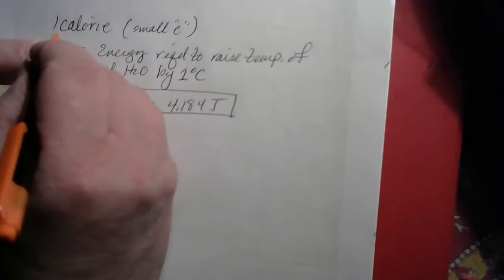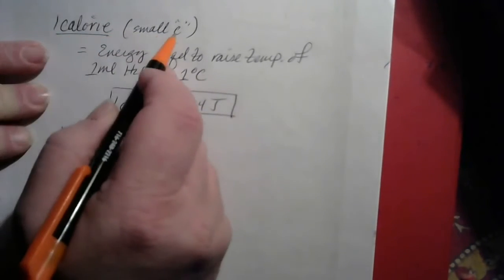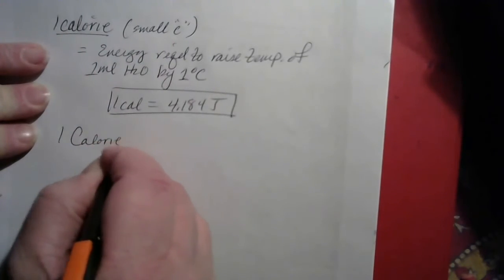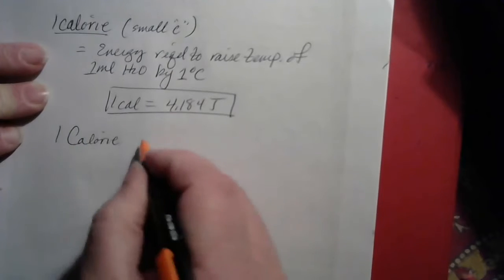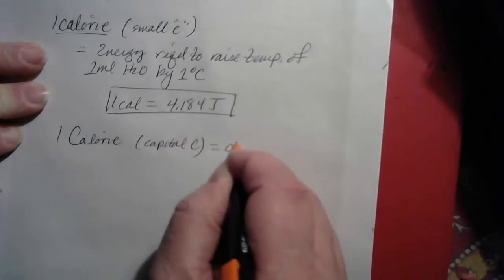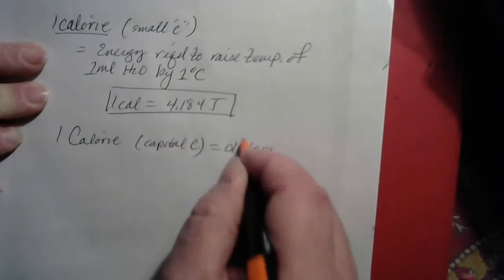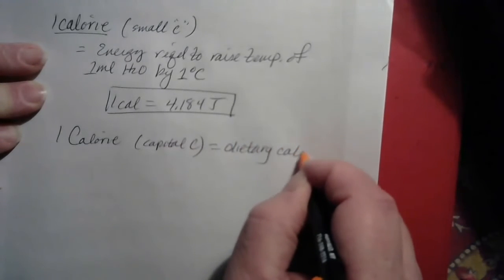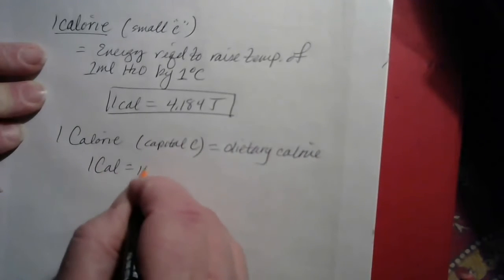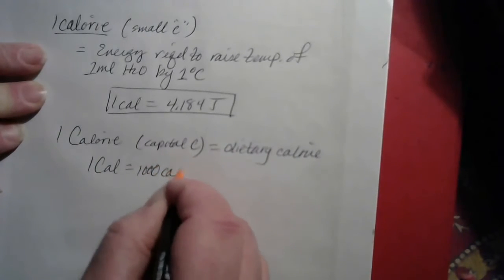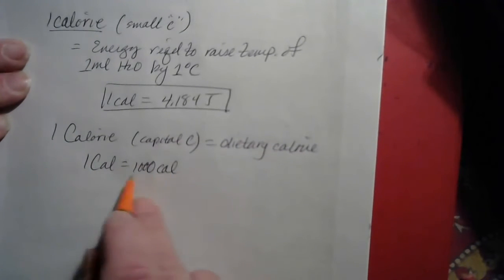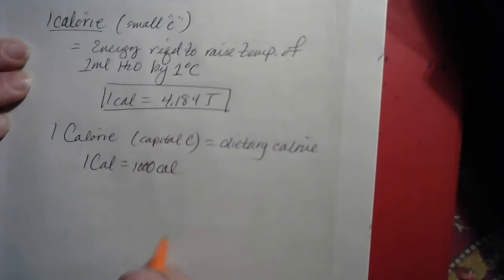Now, calories are familiar from food, but actually the calorie with a small c is not a food calorie. The food calorie is a calorie with a capital C. And that is the dietary calorie. And one calorie with a capital C is equal to 1,000 calories with a small c.